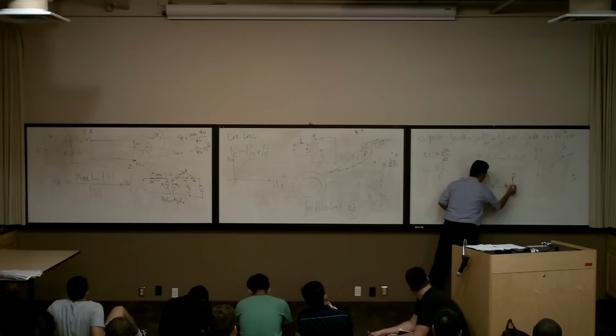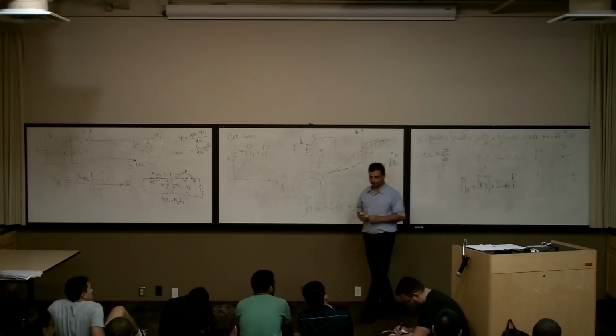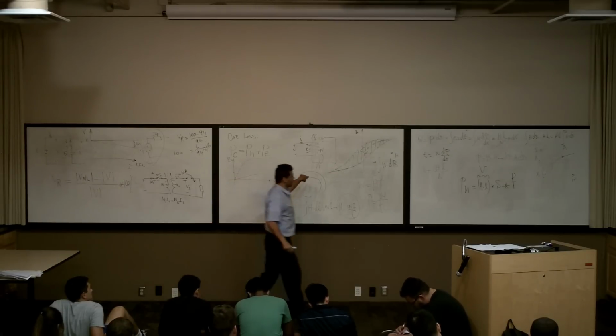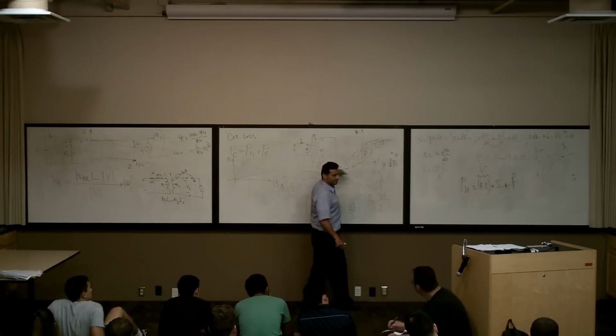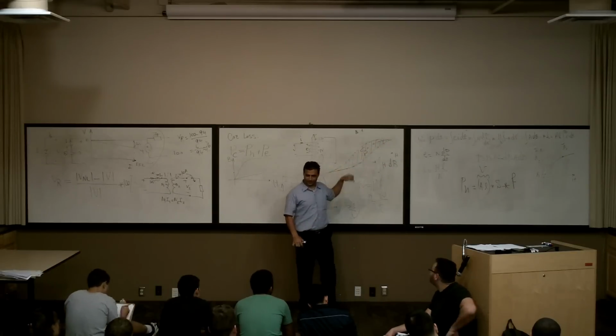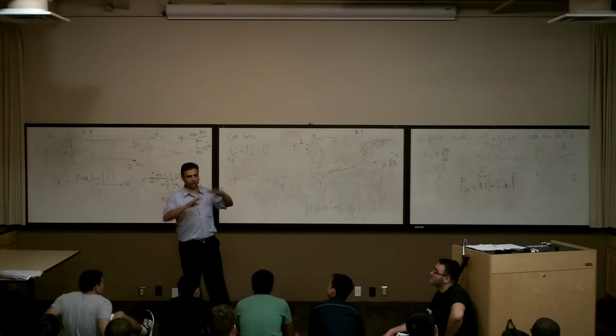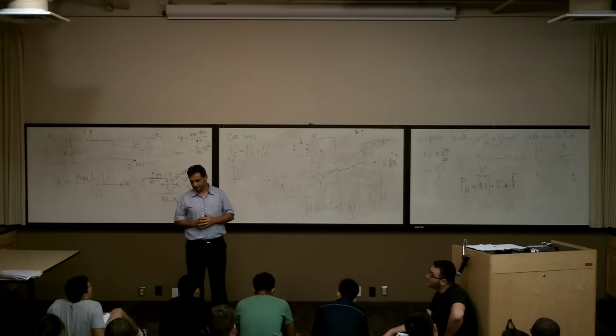So P_H is going to be what? If my frequency is 60 hertz, every second I'm going to do this loop 60 times, right? So how much power loss do I have? 60 times this area times the volume of it. So this is the hysteresis loss.